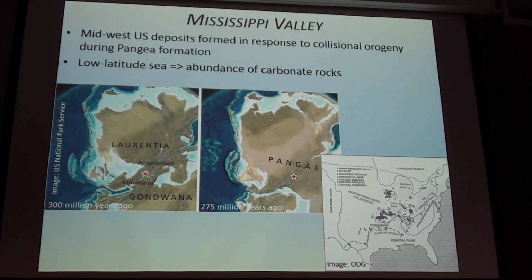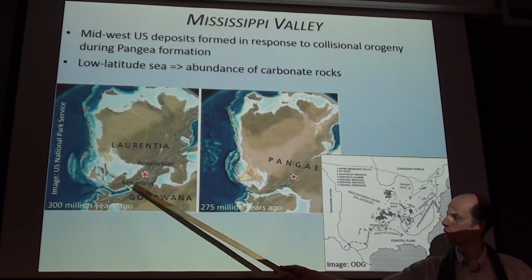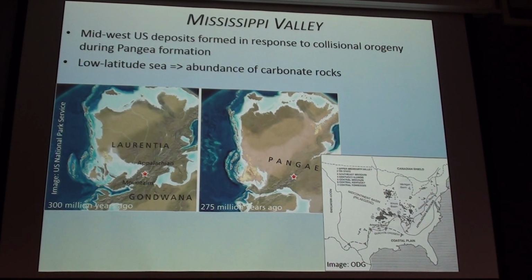And they are called Mississippi Valley type deposits because they mostly occur in the Mississippi Valley, the Midwestern United States. 300 million years ago, basically we had two continents coming together, forming a chain, and there was an inland sea, a shallow inland sea at low latitude, perfect conditions for forming carbonate rocks.